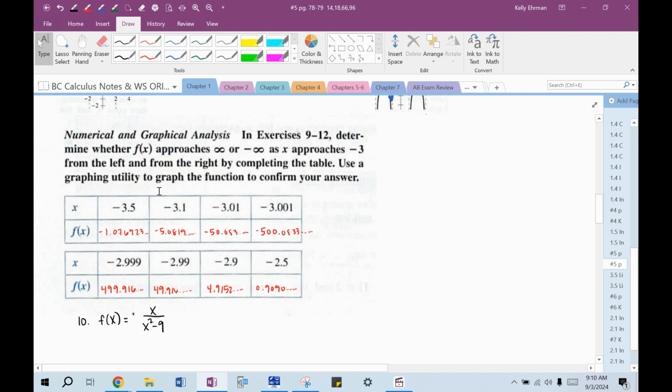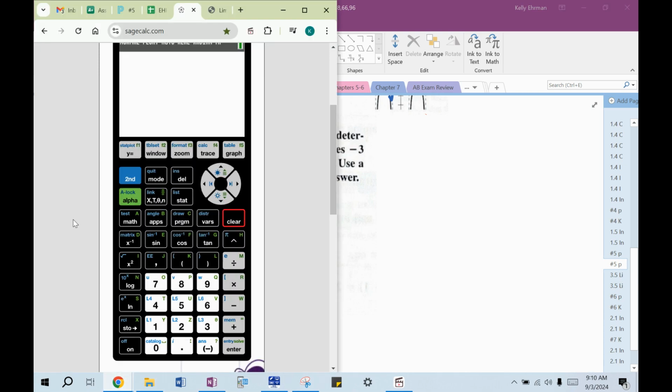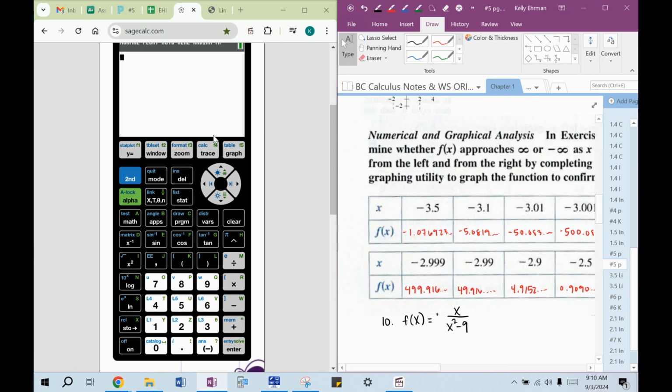All right, now for this function, they want us to fill in the table, determine whether f of x approaches positive or negative infinity as x approaches negative 3 from the left and the right by completing the table. I didn't want to rewrite these numbers, but just to remind you how you can do this quickly, remember, you can go into y equals and type in your function. If you do alpha y equals, you get this little fraction, so you don't have to worry about as many parentheses. And then this is x over x squared minus 9.